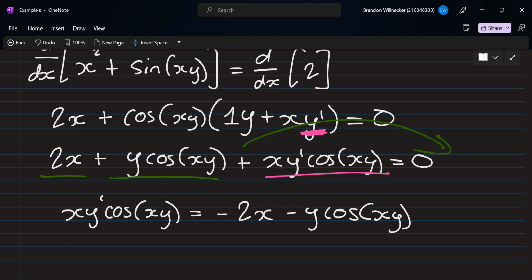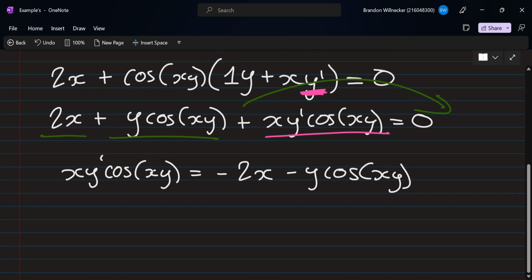Now this might look complicated. We've got a lot of x's and y's and cos of xy's and so on. However, all of the major work has been done already. We've done the derivative. All we have to do now is solve for y prime, and that is just a bit of algebra. So the major work is done.